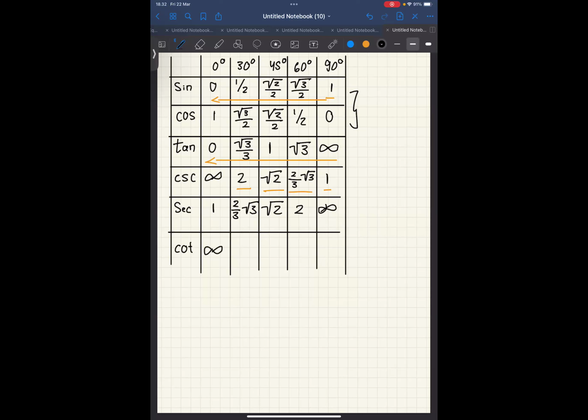Cotangent 30 degrees should be square root 3. Cotangent 45 degrees should be 1. Cotangent 60 degrees should be square root 3 over 3. And cotangent 90 degrees should be 0.